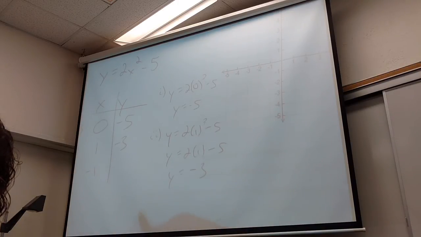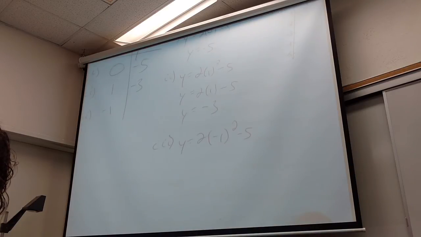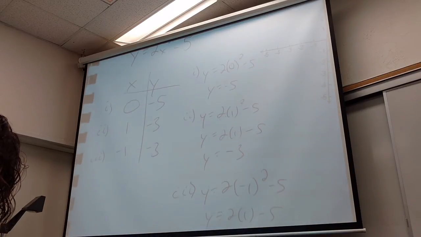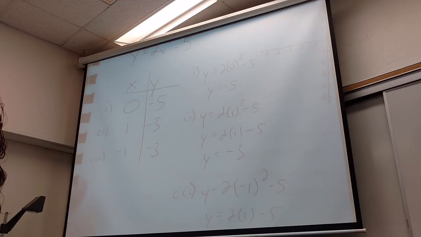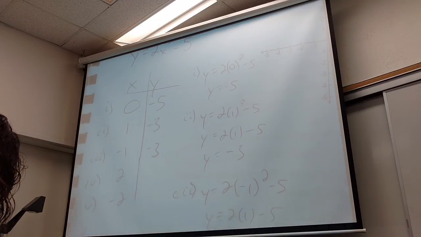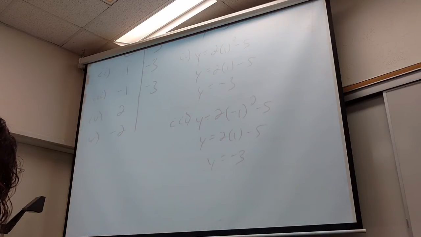So what about when I put a negative 1 in? What's negative 1 squared? 1. What's 2 times 1? 2. Minus 5? I get the same thing again. See, so we already know it's not a straight line. It kind of curves back on itself, right? Let's do a couple more just because. What about 2 and negative 2? Try those two out real quick. Try to figure out the y values for those. Then we'll graph this, and I think we'll call it a day after that. We'll call it a morning, anyway.